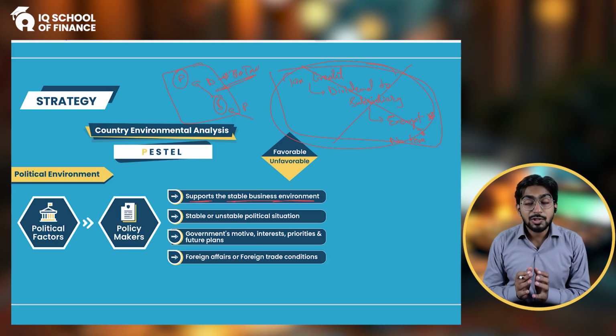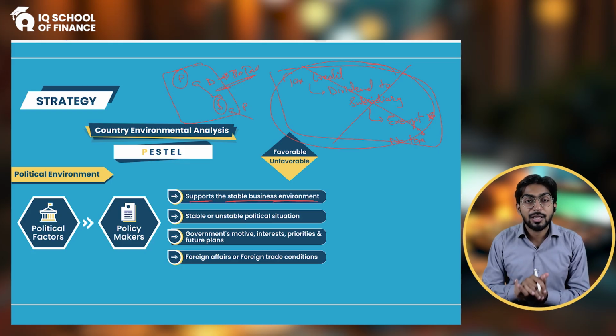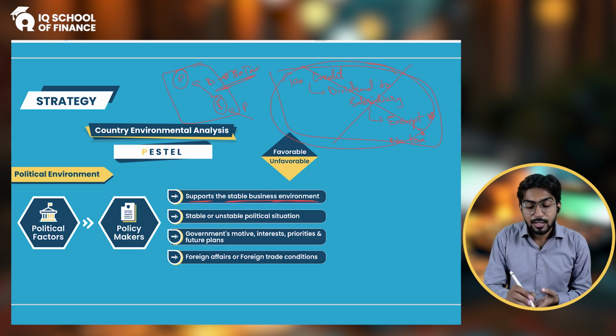Right? So that is why business always likes a stable business environment in which the laws, regulations, and policies are consistent, so that they can do planning for the long term, 5 years, 10 years, 15 years, and they can avail the benefit from that planning, from that strategy, right? That's the one thing. Stable or unstable political situation.